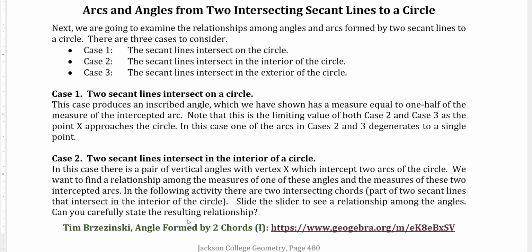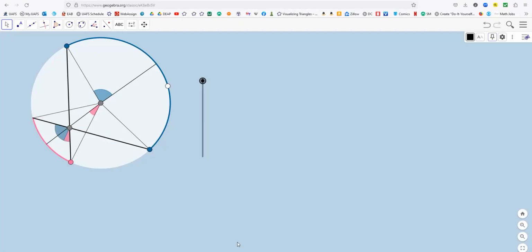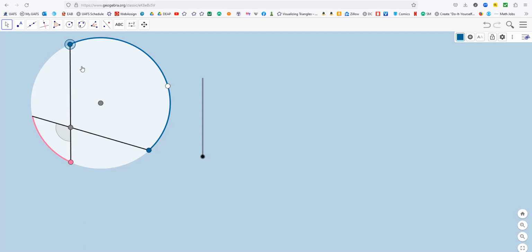Okay, so let's look at case two, where we have a pair of secant lines intersecting at a point inside the circle, in the interior of the circle. And so we're going to start by looking at this GeoGebra app that Mr. Brzezinski put together for us. Now he doesn't have the whole secant lines. He's just got the important part for us, which is the two chords to the circle. That's just got all the relevant stuff here.